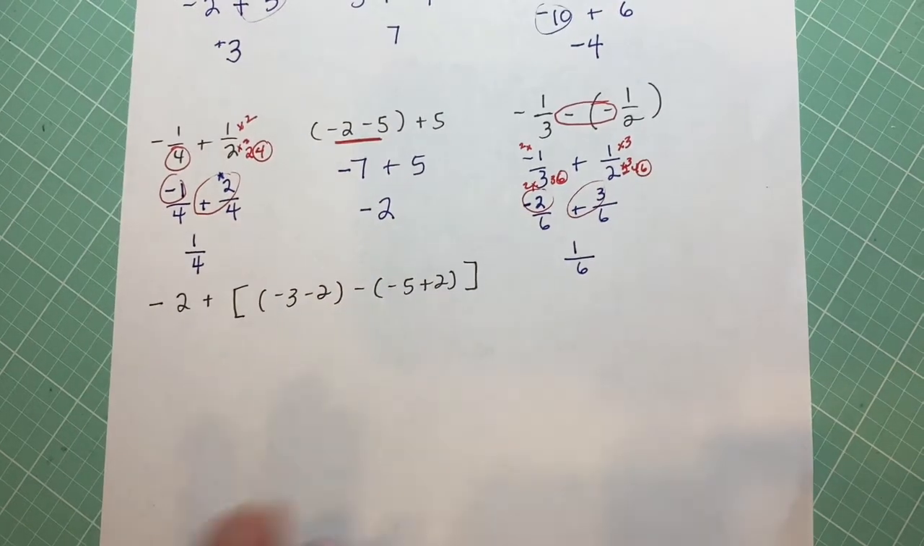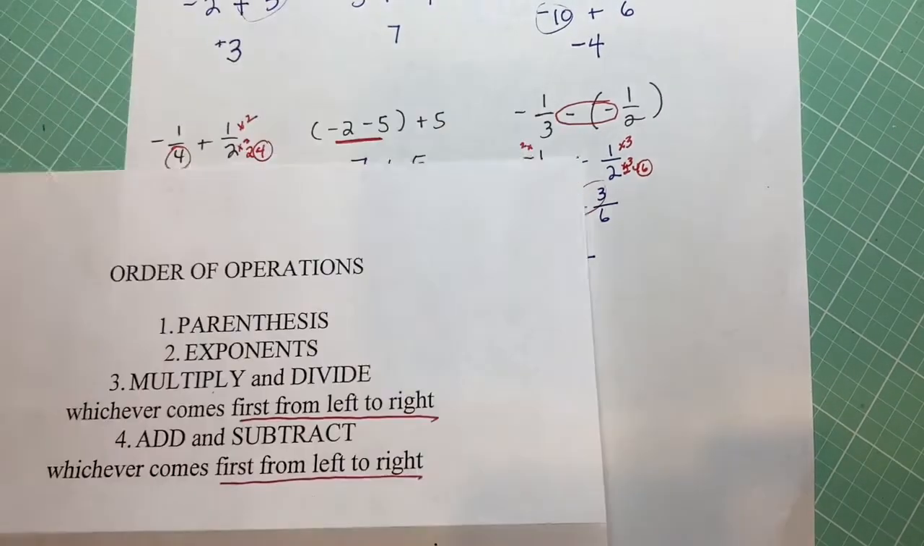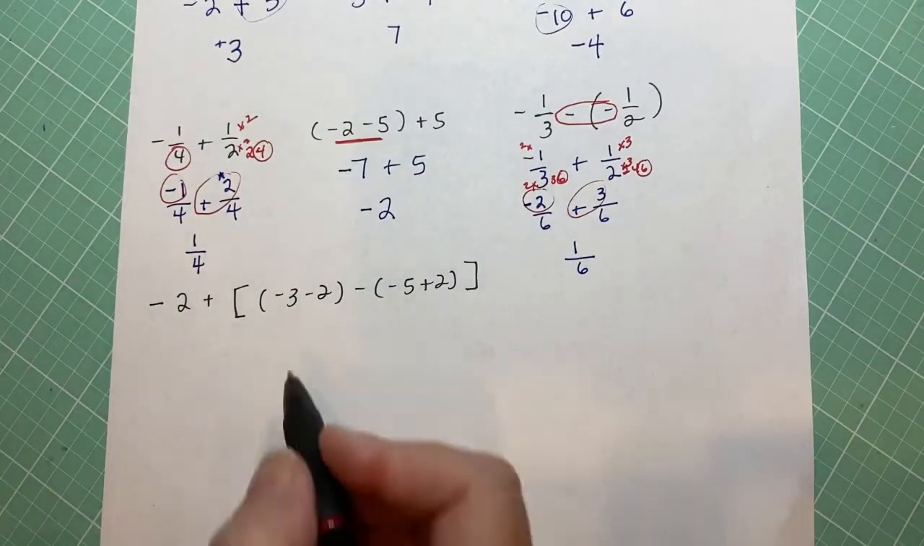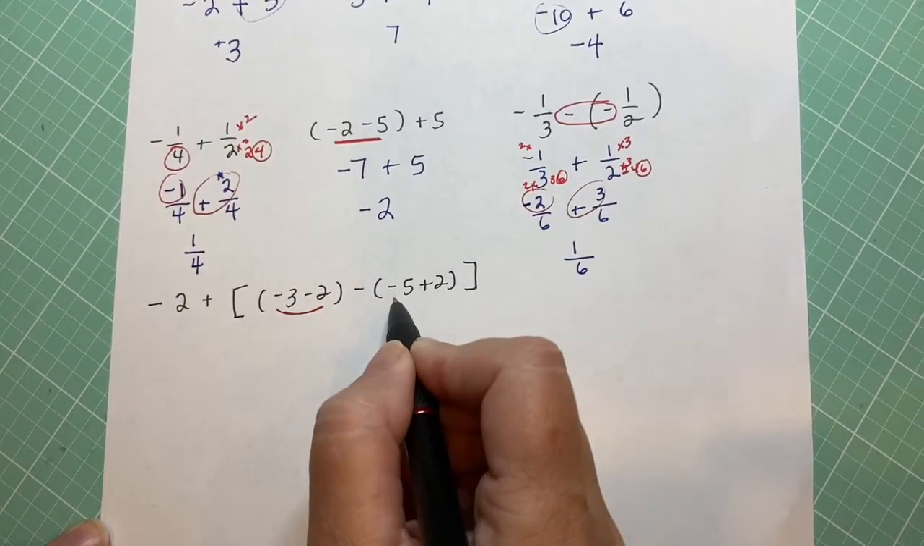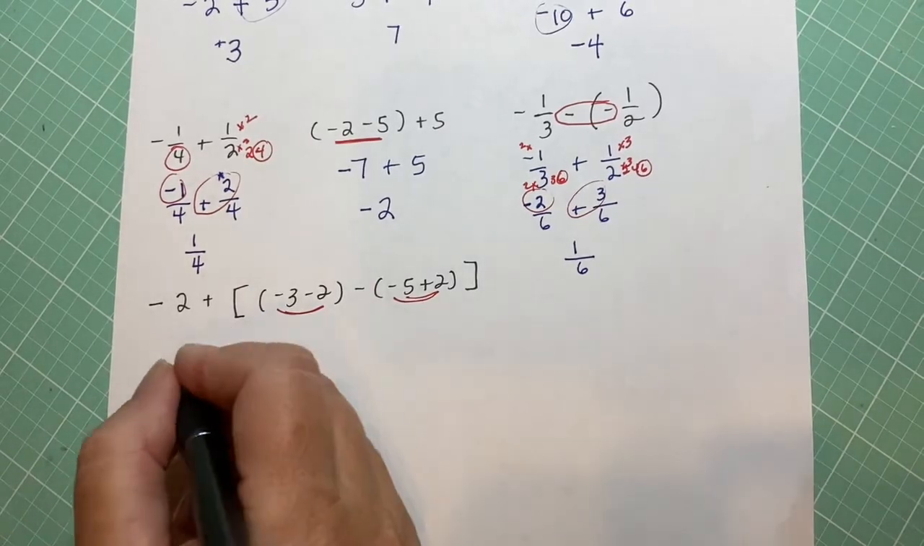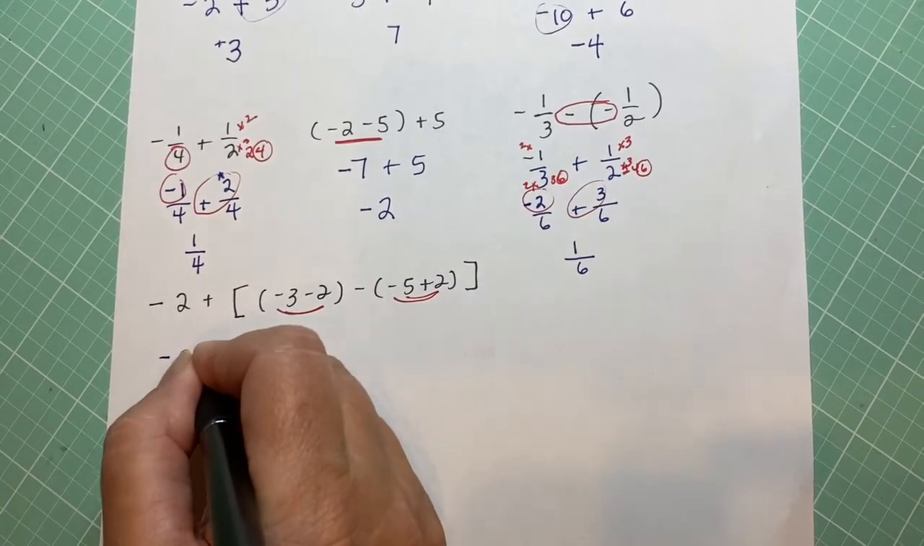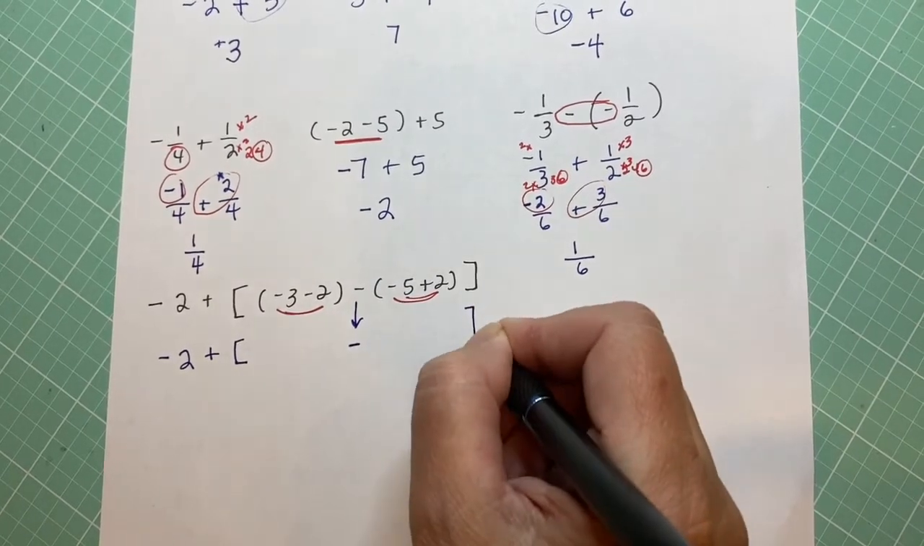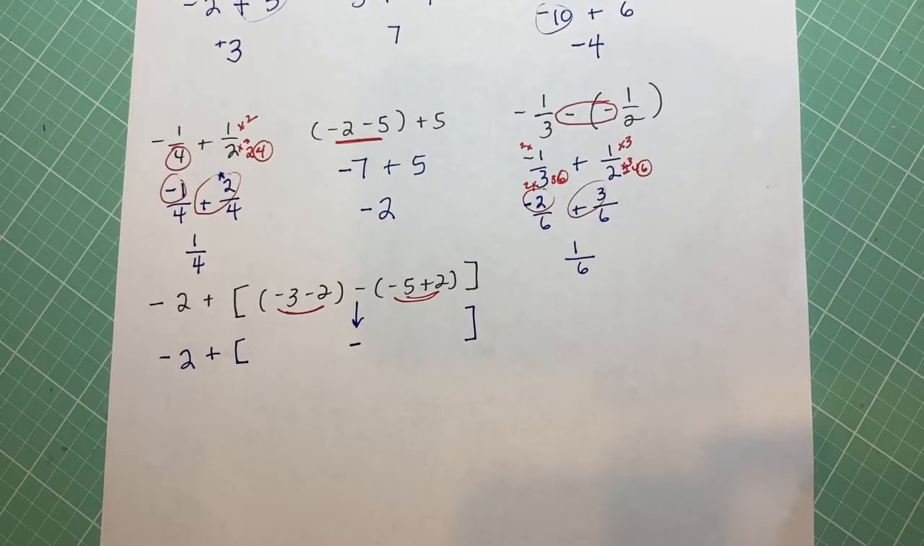Okay, last one. A little bit more going on here, but we're still going to use our order of operations. So what do we do first for order of operations? Parentheses. So I'm going to do this right here and this right here, and everything else is going to come down. The negative 2, the plus, the bracket, this minus, and that bracket. Do you see everything comes down except those parentheses?